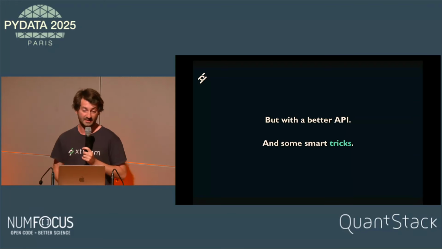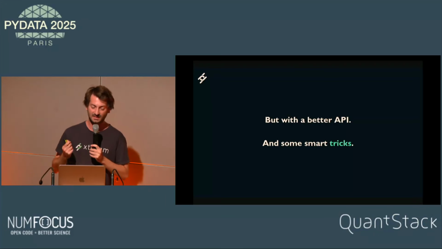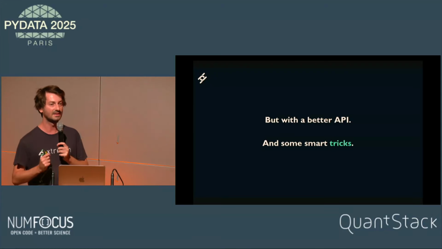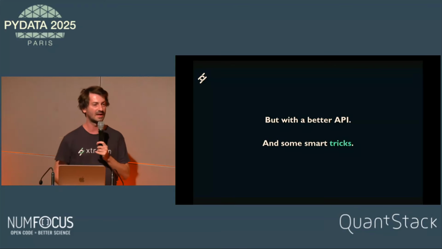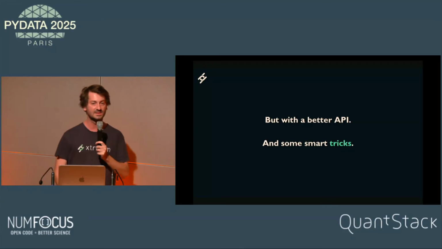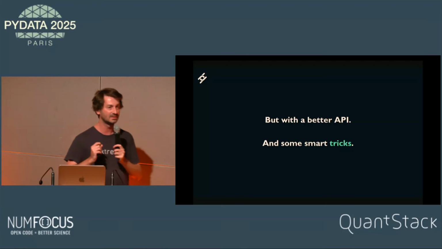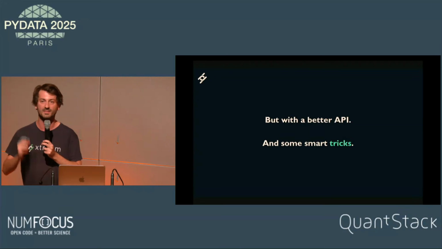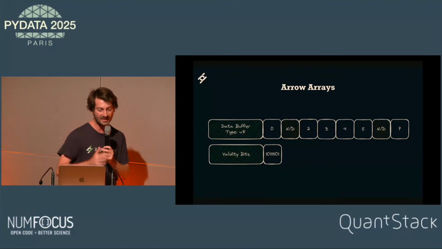What you get is a better API, a better developer experience, and there are some very smart tricks hidden under the hood in the Rust implementation, or even at a lower level in the Apache Arrow implementation. In fact, Apache Arrow is, before everything else, a standard to store data in the memory of the computer. And this standard has very nice optimizations.